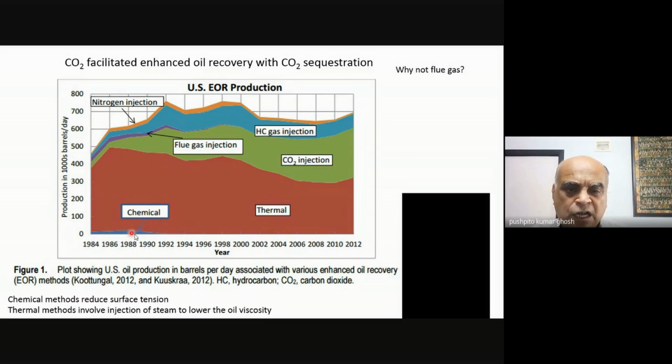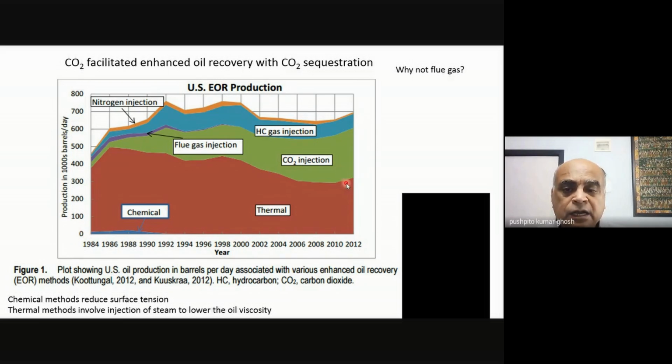So that's one thing. Or you could directly, and this is being practiced, and in fact this is the bulk of the work, inject very high temperature steam, which heats up the oil and makes it less viscous. So ultimately, in both cases, you are reducing the viscosity. Here you are doing it by injecting supercritical CO2, and here you are doing it by heating up the oil using steam. So these are all the ways of enhancing the recovery.